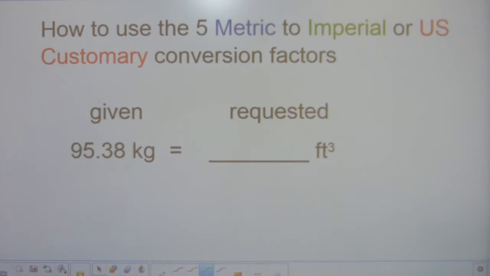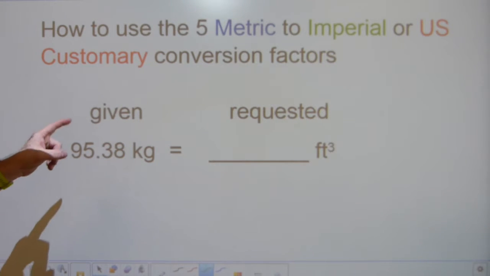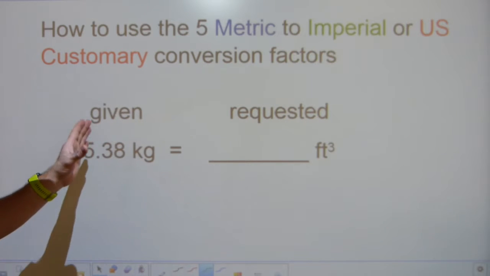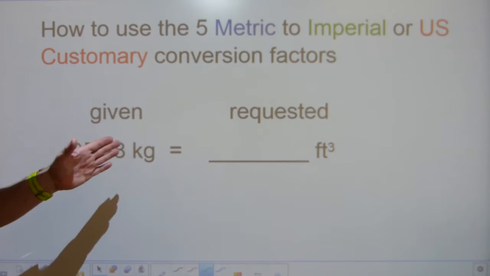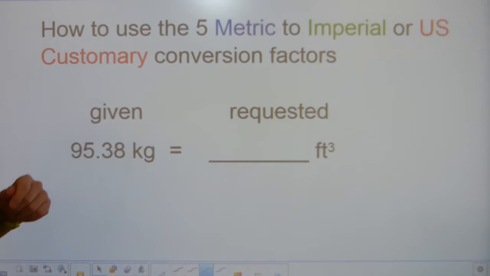Let's take a look at one more and let's think it through. Let's convert from kilograms of water, don't forget that, at 4 degrees, at 101.325 kilopascals of atmospheric pressure. So this is a special case of commodity.